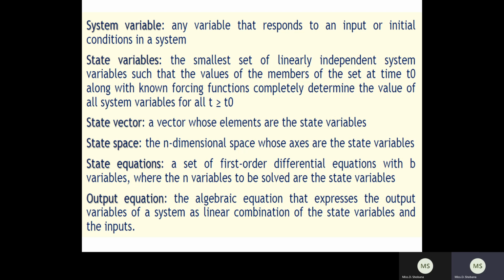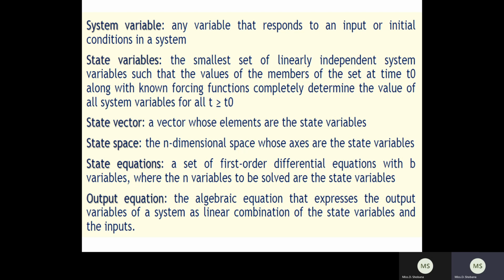State variable is nothing but the smallest set of linearly independent system variables such that the values of the members of the set at time t equal to 0, along with the known forcing functions, completely determine the value of all system variables for all t greater than 0. That is your state variable. State vector is nothing but a vector whose elements are state variables.